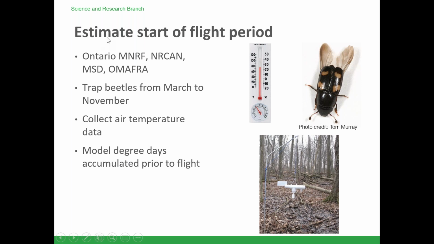And last but not least, part of that project is also following insect flight from March to November in Southern Ontario, Northern Ontario, Manitoba, and New Brunswick, and collecting air temperature data along with that flight to build degree day models to estimate the start of the flight period. This will allow us to determine when our risk of oak wilt infection is occurring and provide guidelines for when to avoid wounding oaks to limit the risk of oak wilt infections occurring.